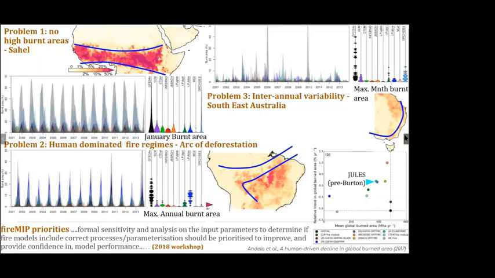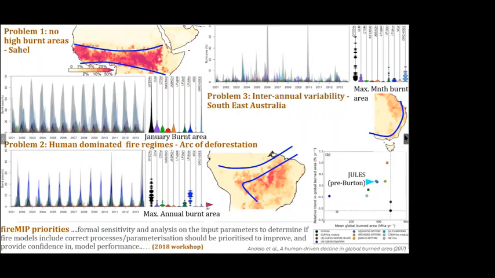INFERNO is not the only fire model out there, and over the past few decades, all the major land surface models have been trying to get fire and fire dynamics incorporated into their land surface schemes. And I think it's fair to say, and the community says this as well, that there are a lot of problems with fire modeling at the moment when we're trying to do global fire modeling, especially for climate applications.